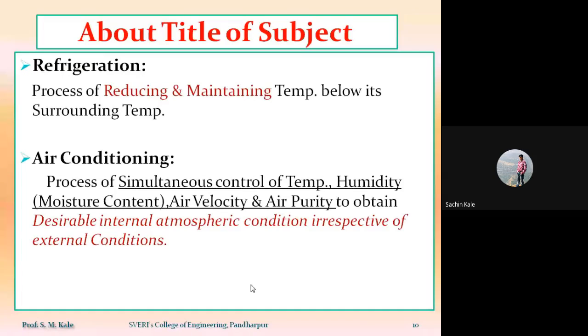In air conditioning, what are we going to do? We are going to control simultaneously 4 parameters. First one is the temperature, second one is the humidity, third one is air velocity, and fourth one is air purity. For what purpose are we controlling these 4 parameters simultaneously? To obtain the desirable internal atmospheric condition irrespective of external condition. Are you getting?